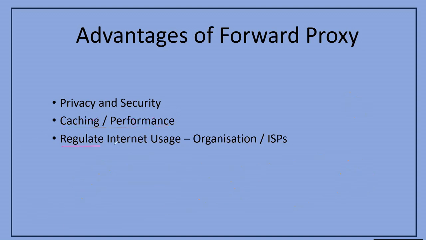Third is regulating the internet usage of an organization. Since the proxy is blocking all the requests that are not allowed, you're not supposed to browse all the websites, so it regulates the internet usage of an organization. The ISPs are equally responsible. You've seen that a lot of ISPs block sites from certain countries. You cannot visit certain websites. Those sites will be blocked by the ISP using their proxy.